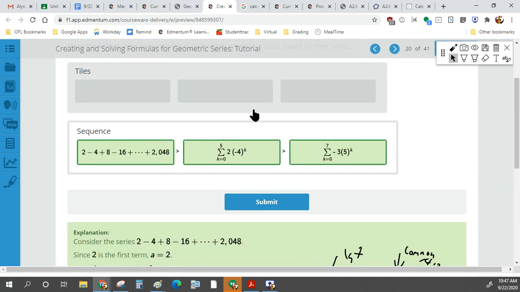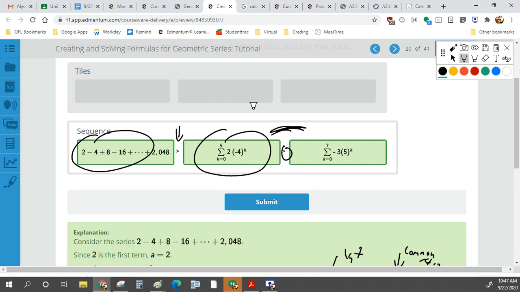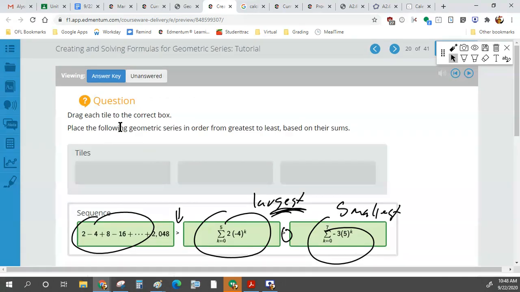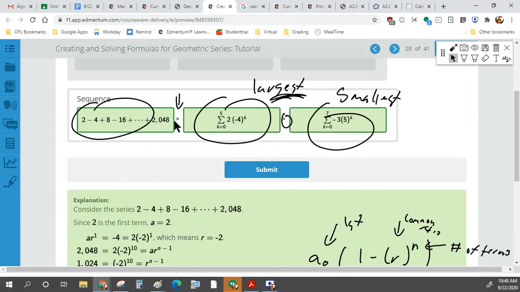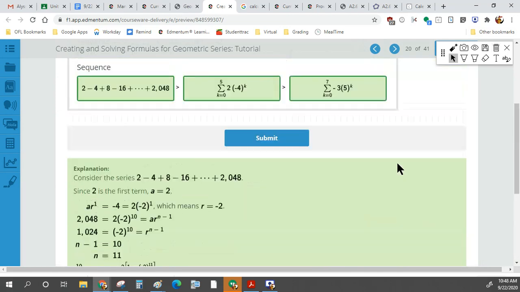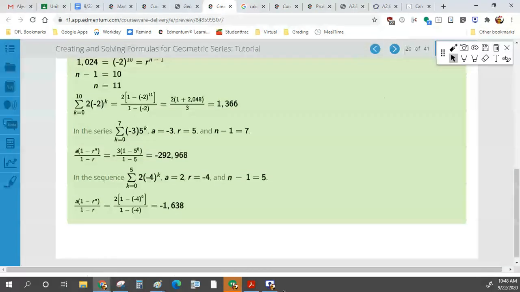This is the biggest one because our alligator wants to eat the biggest thing. Then this alligator is stuck in between these two, and it wants to eat this one. And this is the smallest. So it's going from largest to smallest. So that's what's happening here. Place this from greatest to least. So that's why it has greater than, greater than. So that's it for this one.